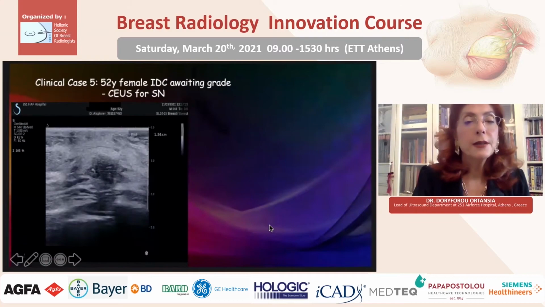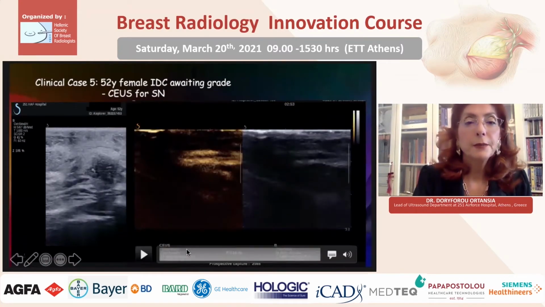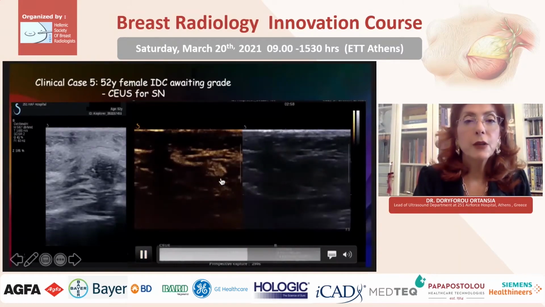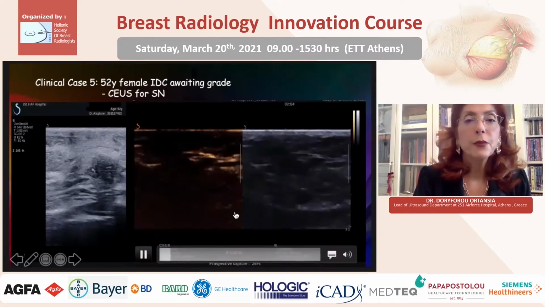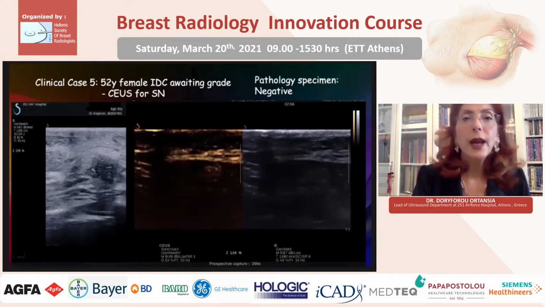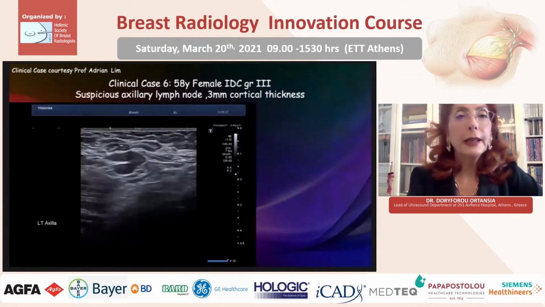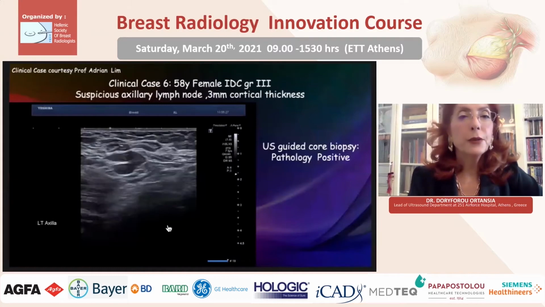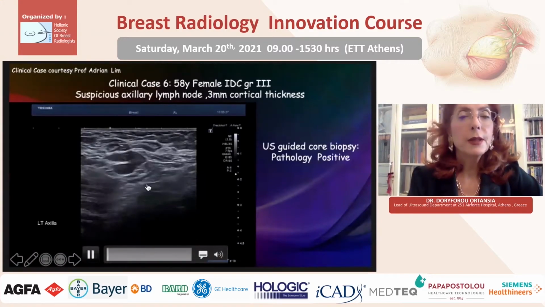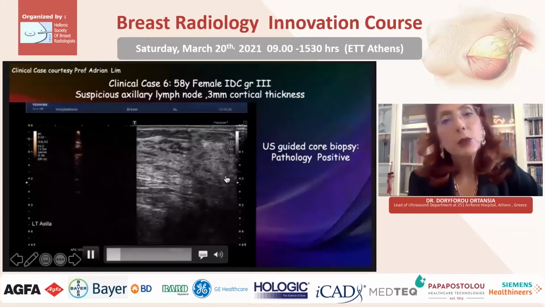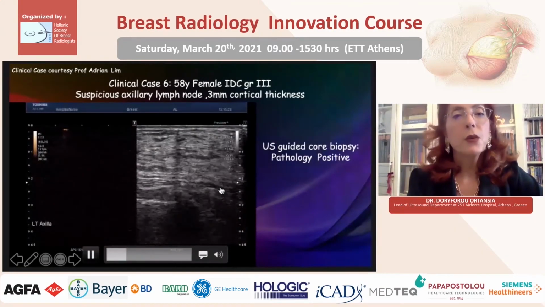Another case, again, we need to identify the sentinel node. This is a trimmed video. It takes a few minutes to identify the sentinel node. And it was negative on pathology. Another clinical case, I'll go through it. It was pathology positive, but we needed to identify if this node was the sentinel one.